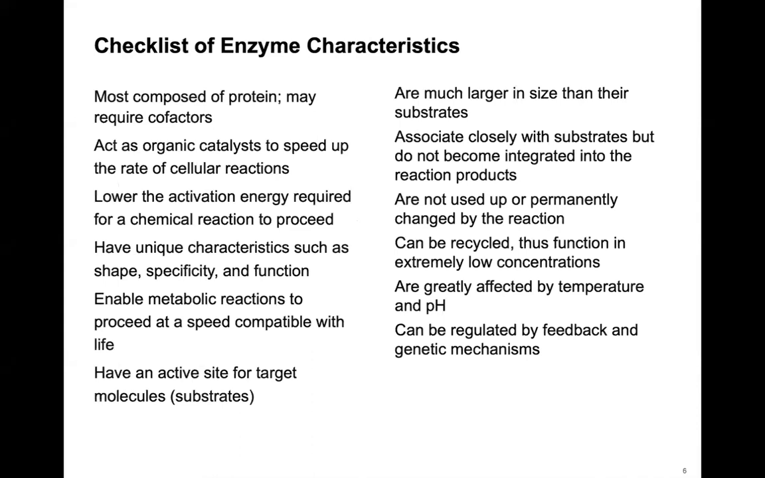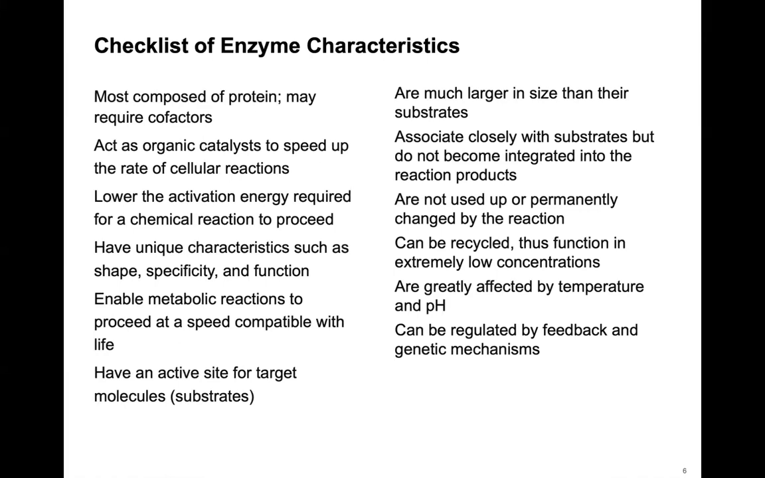So what's a quick little checklist here of different types of enzyme characteristics? Most enzymes are composed of a protein. They may require cofactors, which could be non-protein components. They will act as organic catalysts, which are required to speed up the rate of cellular reactions. They speed up the rate of cellular reactions by lowering the activation energy, which is required for the chemical reaction to proceed. They have unique characteristics such as shape, specificity, and function.